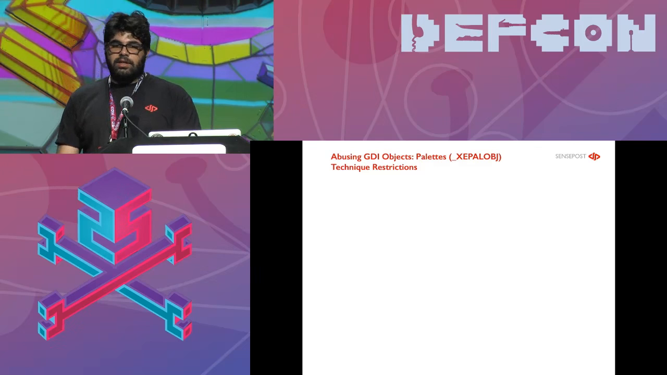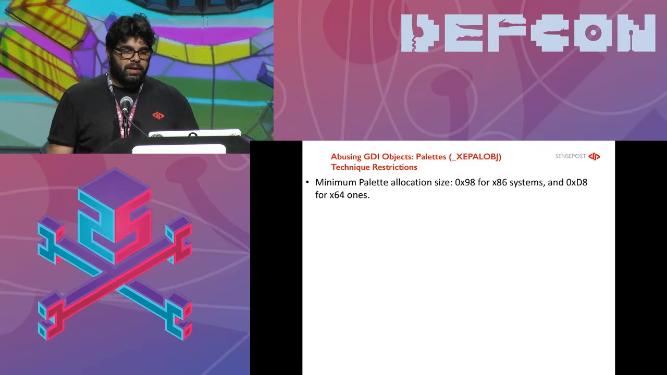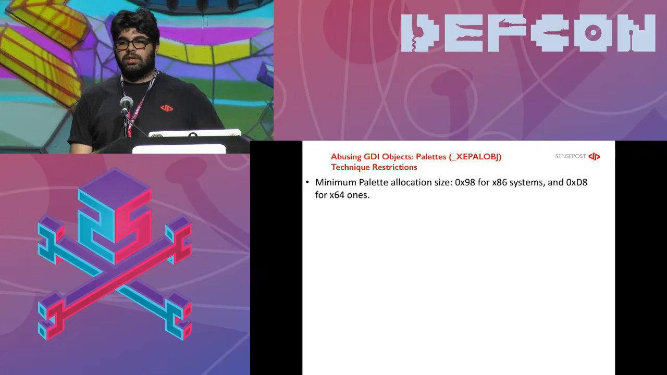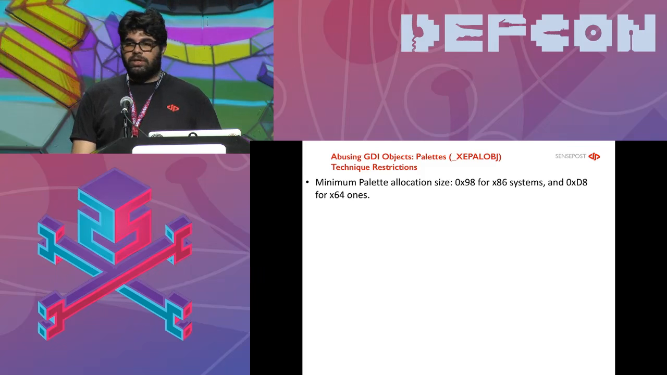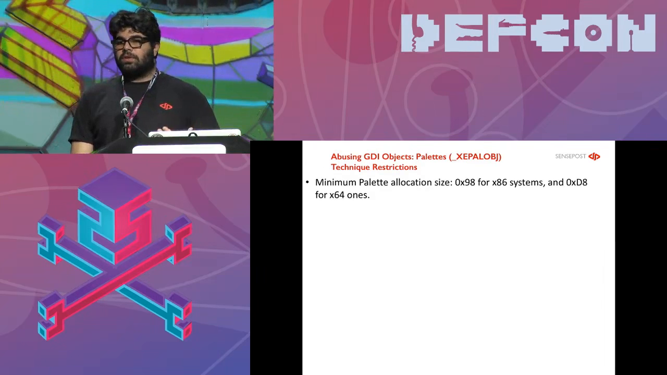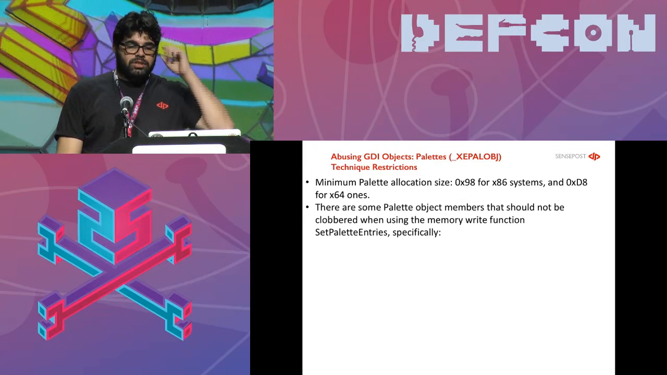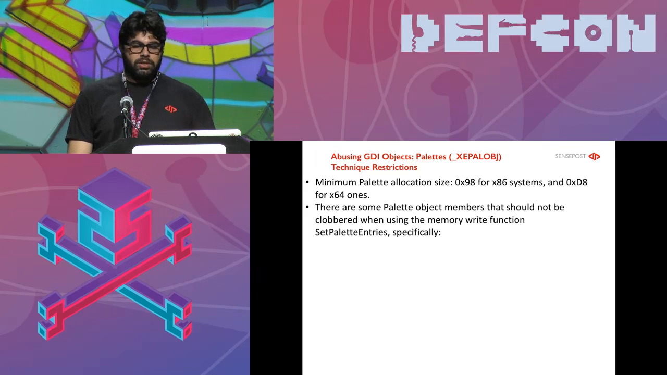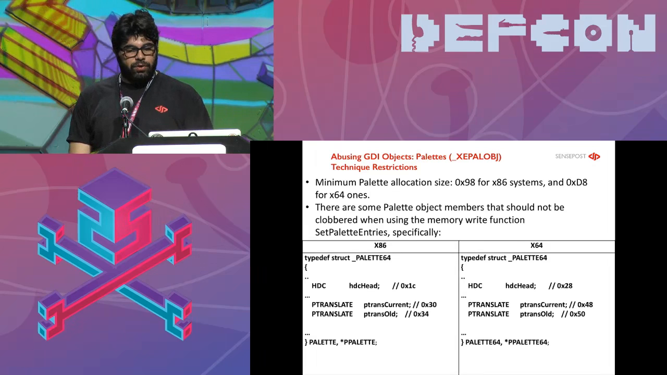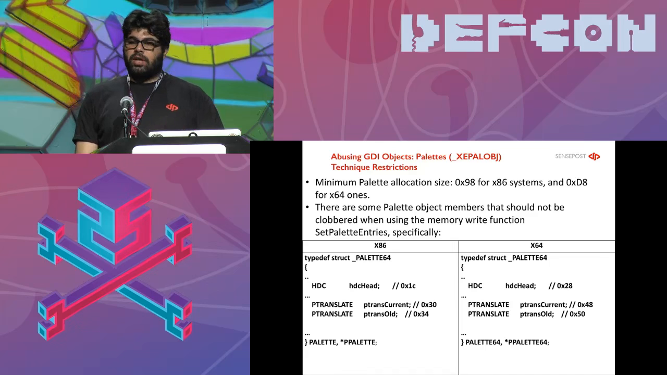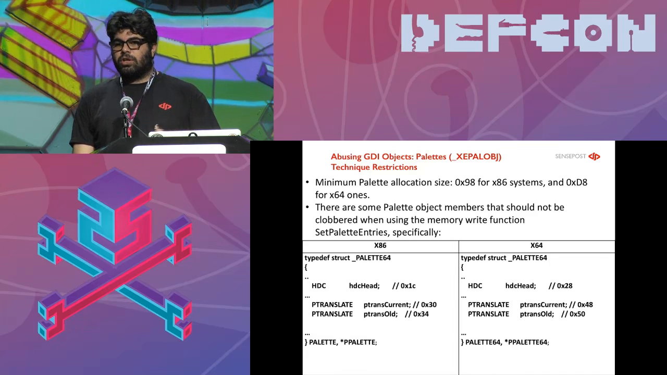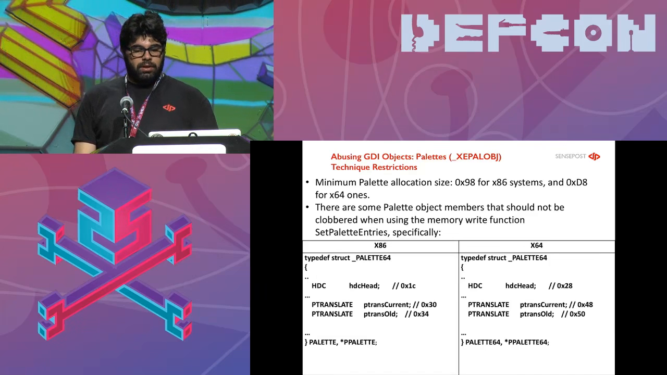So there are some technique restrictions in regards to using color palettes in exploitation. First of all, the minimum palette allocation size for x86 systems is 0x98 bytes, and 0xD8 bytes for x64 ones. So when you corrupt the cEntries member, it has to be larger than these values. The next restriction is related to the SetPaletteEntries function. When you try to write to palette memory using SetPaletteEntries, if you clobber any of these members, it will block the writing to memory, which effectively will result in either a blue screen of death or will result in erroring out without actually writing to kernel memory.